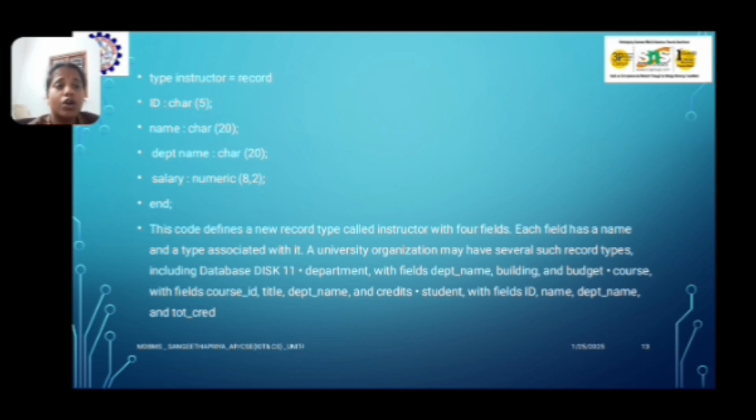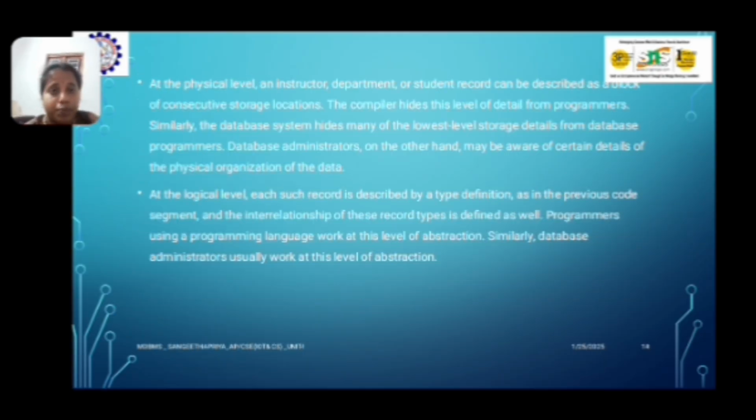A university organization may have several such record types, including department with the fields department name, building and budget; course with the fields course ID, title, department name and credits; and student with the fields ID, name, department and total credits.